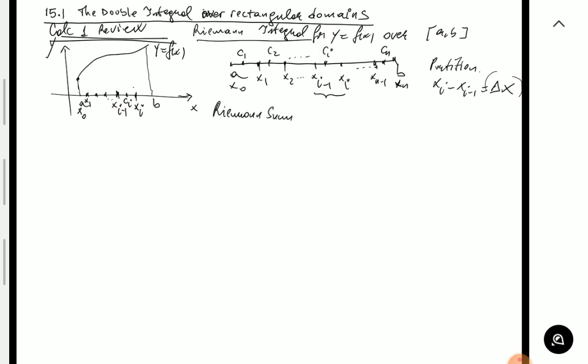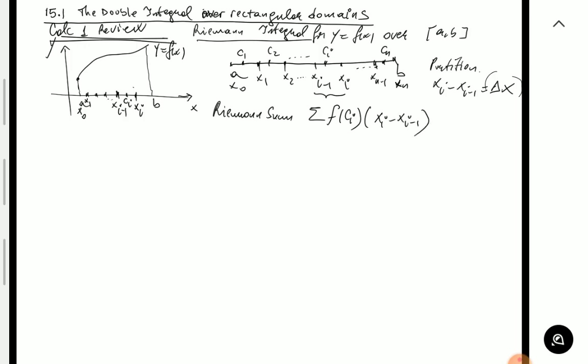which is a summation where each term is made by the product between the function evaluated at the intermediate point times the distance or the length of each segment in the partition.